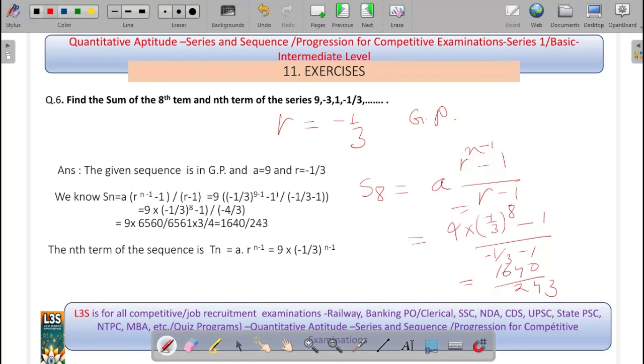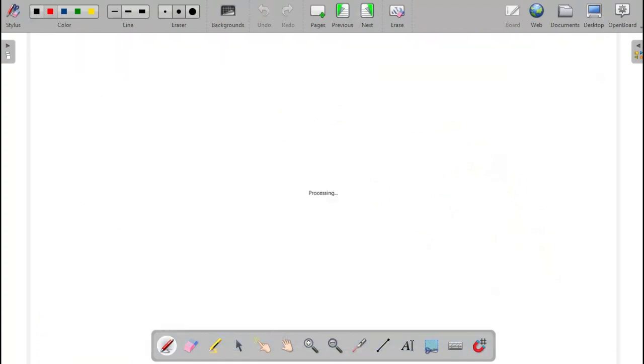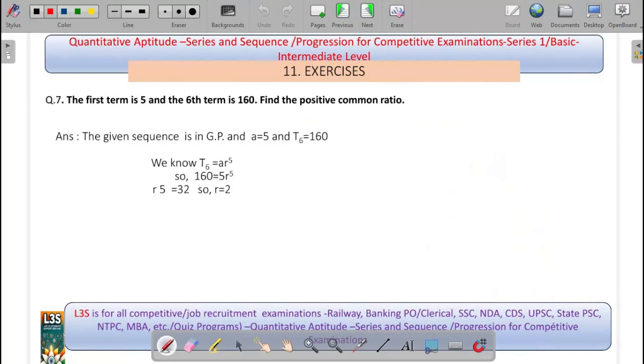First term is 5 and 6th term is 160. Find the positive common ratio. So the common ratio is mentioned, that means this is in GP. And first term is 5. T6 is equal to 160.